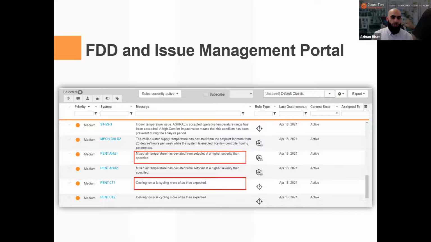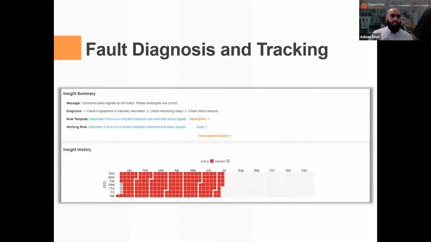And on the screen over here in the screenshot, we see a few different types of faults that are occurring in this particular facility. We have a fault with one of the air handling units where the mixed air temperature has deviated from set point at a higher severity than specified. We also have a cooling tower that is cycling excessively. So these kinds of faults can be visualized and easily received through an issue management portal. And detailed summaries into particular issues along with a diagnosis can be automatically generated, assisting the facility and energy management teams to reach the root cause of issues quickly.